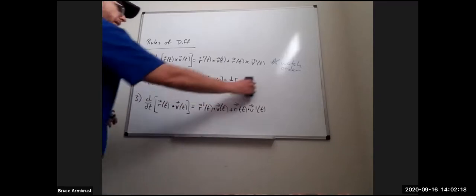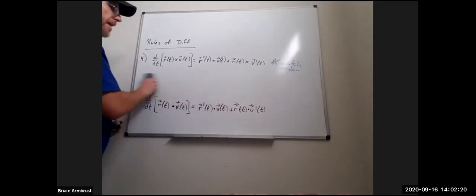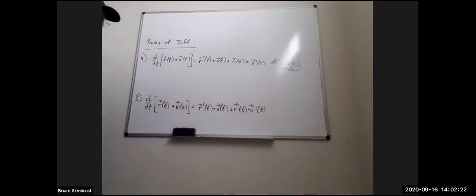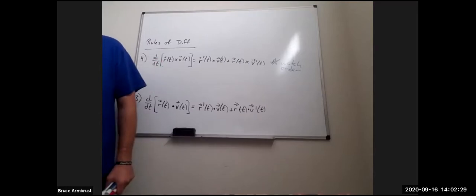But I do think it is kind of nice if you look at them. They are still exactly the same form that you're used to for the product rule. Just watch out for the cross product.